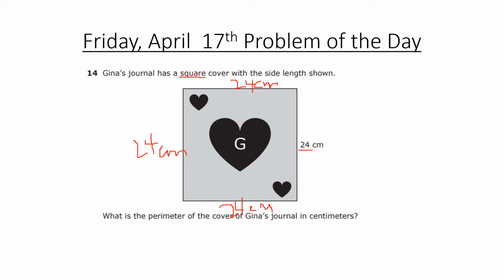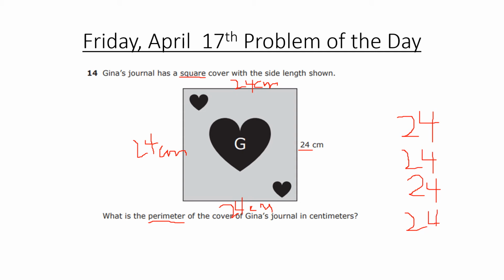Okay, so looking at the question, it's asking me for perimeter. Perimeter is the length all the way around the edges, okay? So if we wanted to measure the entire cover, I'm going to take all four sides and add them up. So I can stack it up over here, 24 plus 24 plus 24, and one more side, plus 24.